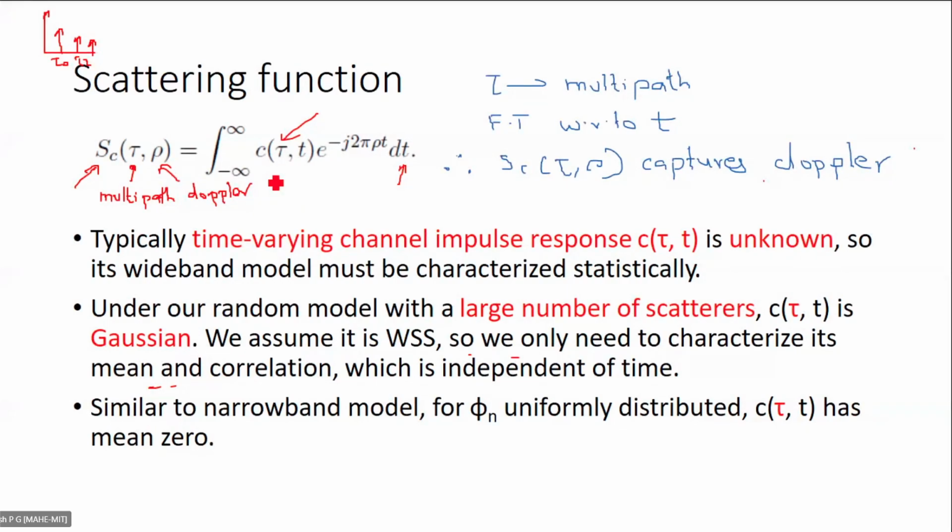Are you getting the question? See, we have the channel C of tau comma t, right? We are describing the channel by C of tau comma t. So by taking the Fourier transform with respect to t, what are we trying to observe? What are we trying to analyze when we do the Fourier transform with respect to t?